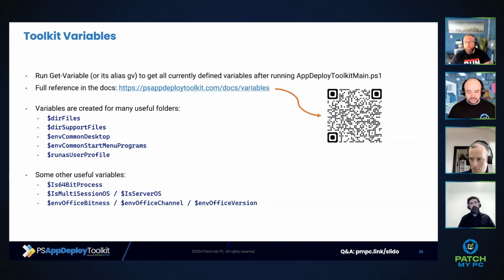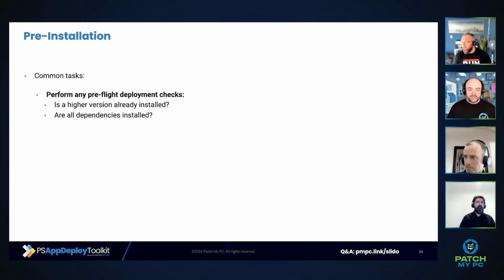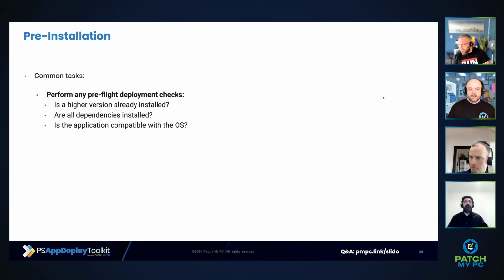So going on to these different installation sections, what might you typically want to do in these? Common tasks, you want to perform any pre-flight deployment checks before you pop up the user interface, before you install anything. So you might want to check, is there a higher version already installed of my application? If you're trying to install an app and there's already a higher version installed, you can detect that at this stage and exit gracefully. The user won't even see anything, perhaps. You might want to check that all the dependencies are installed. Of course, you might have some of your dependencies bundled in with the script, but if you haven't, you want to make sure that they're all present before you go any further.